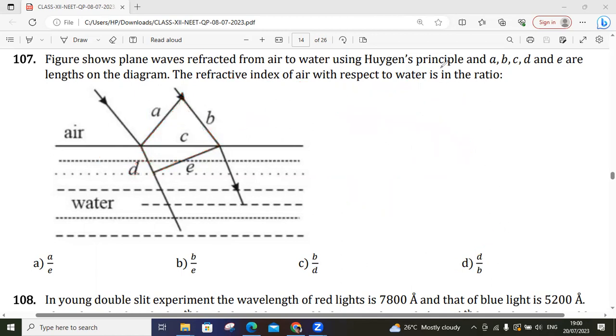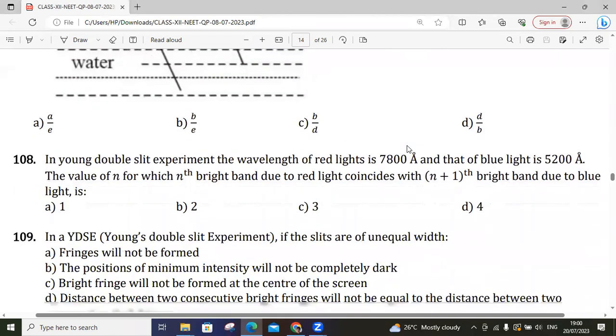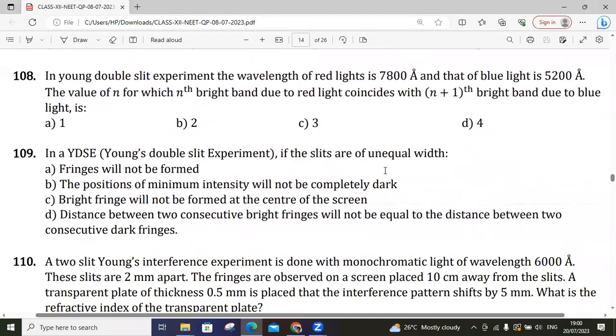That is 108. So how much will it be? In Young's double slit experiment, the wavelength of red light is given, and that of blue light is given. And the value of n for which the nth bright band due to red light coincides with the n plus 1th bright band due to blue light. So this is bright band only. So n beta is equal to n plus 1 into beta dash.